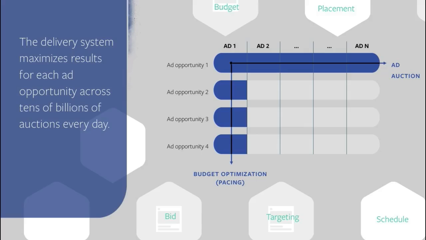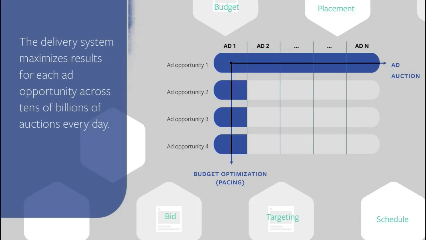But it's really not just one system, but rather three components that make up delivery as a whole. The first component is the auction, where we rank ads targeting a given person and find the most relevant one that maximizes value for both advertisers and people. The second component is our auction budget optimization, AKA the pacing system, where we aim to maximize advertiser value over the duration of your ad set and over many ad opportunities. Finally, the third component is advertiser set controls that guide our auction and pacing systems.